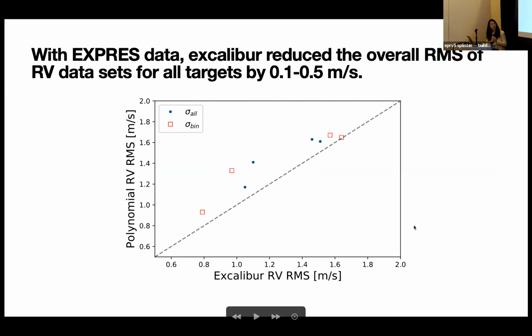And so when we apply this to EXPRES data, if you compare the RMS of the resulting RVs using the polynomial on the y-axis versus using the Excalibur RVs on the x-axis, you see that Excalibur wavelength calibrations uniformly reduce the RV RMS by 10 to 50 centimeters per second in some cases for all of our targets, showing that this really was removing some sort of red noise source in all of our data that was due to the instrument that would otherwise just be there.